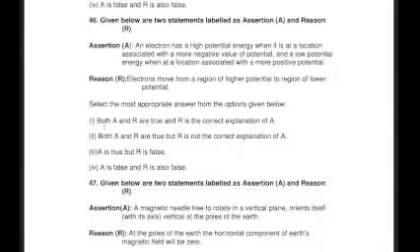1. Both A and R are true. R is the correct explanation of A. 2. Both A and R are true, but R is not the correct explanation of A. 3. A is true, but R is false. 4. A is false and R is also false. Correct. The answer is option 3. A is true, but R is false.